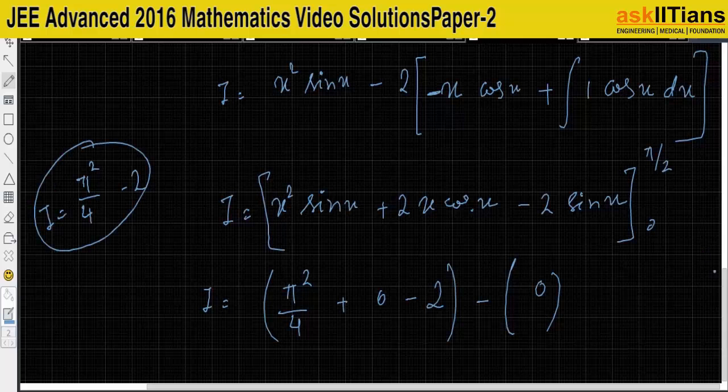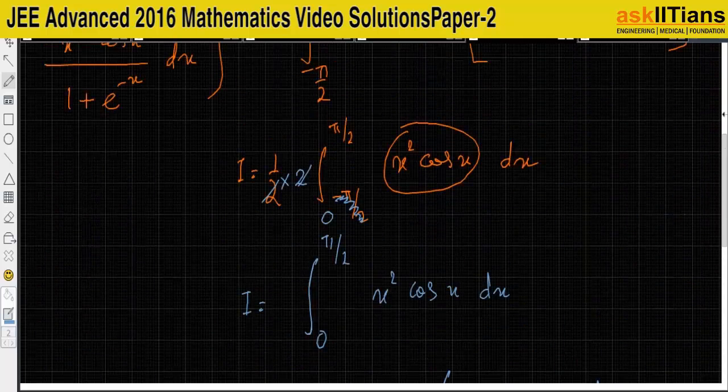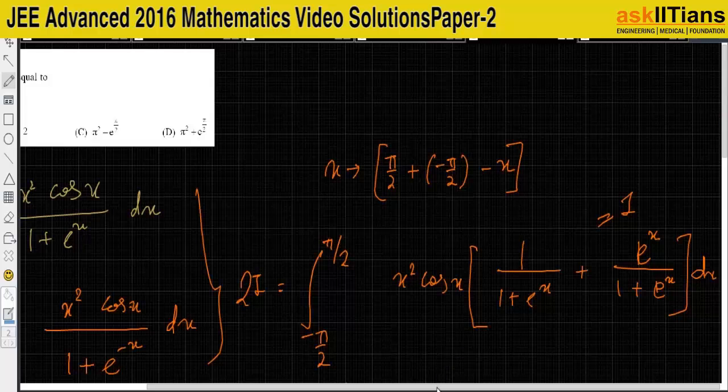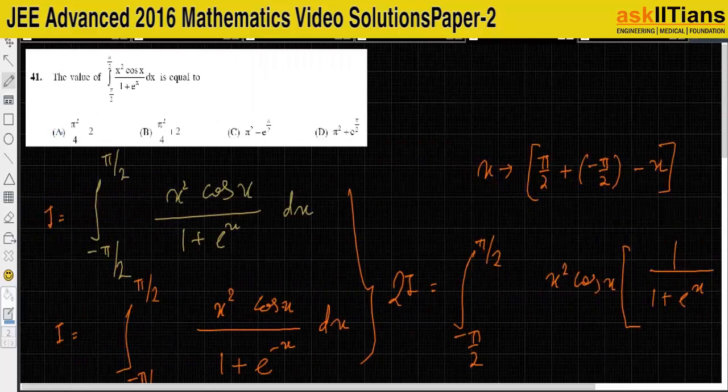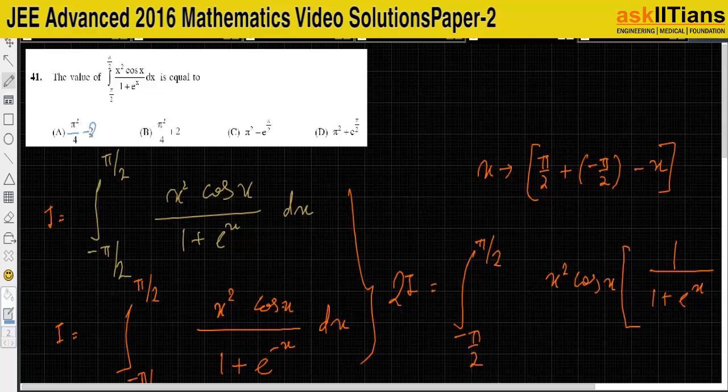So which is the correct option? This was a very easy question. Actually, if you know the properties of definite integration, and that too it's a very famous property, right? So option A will be correct. That is pi square by 4 minus 2. So very easy question this was.